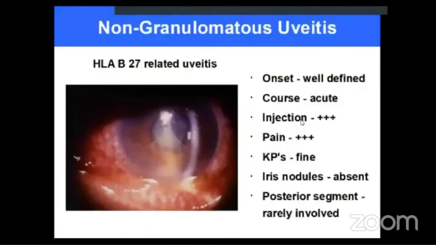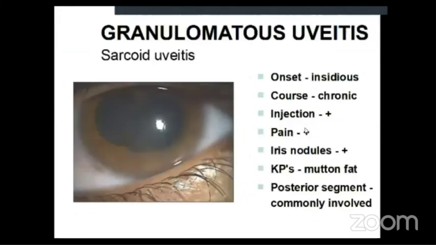So this case of HLA-B27 related uveitis: well-defined onset, acute onset, severe pain and injection, fine KPs, no iris nodules, but posterior segment is rarely involved. It's a sarcoid granulomatous uveitis: insidious onset, chronic course, pain and injection are mild, iris nodules are present, mutton fat KPs, and posterior segment is commonly involved.